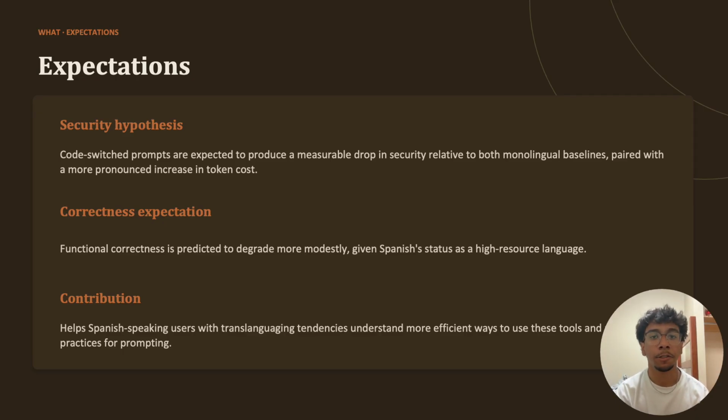Before running anything, here's what I expected. My main hypothesis is about security. I expect code switch prompts to produce a measurable drop in security relative to both monolingual baselines, and I expect that to be paired with a more pronounced increase in token cost, so you pay more and get less safe code. On the side of correctness, I predict a gentler effect because Spanish is a high resource language that the model has seen plenty of, so functional correctness should degrade only modestly rather than collapse entirely.